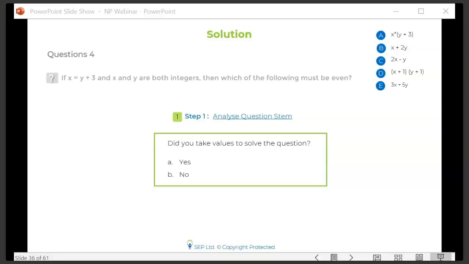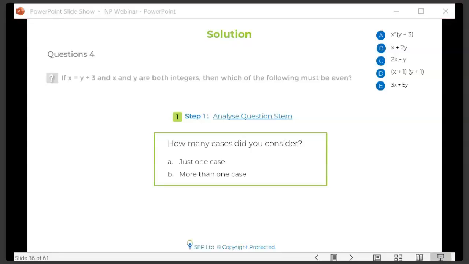Okay, so I can see that 60%, 67% of you, 70% of you, in fact, took values to solve the question, and 30% of you did not. Okay, that's fine. Now, those of you who took values to solve the question, and even those of you who did not, how many cases did you consider?